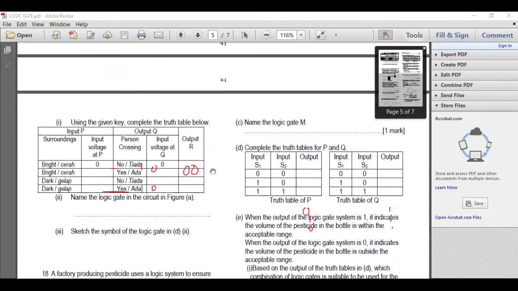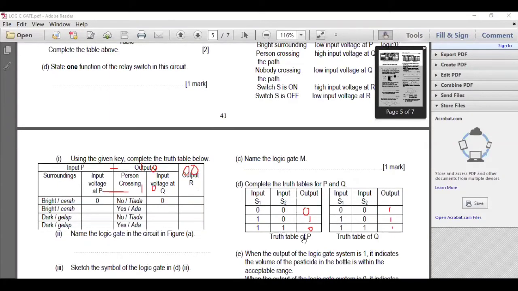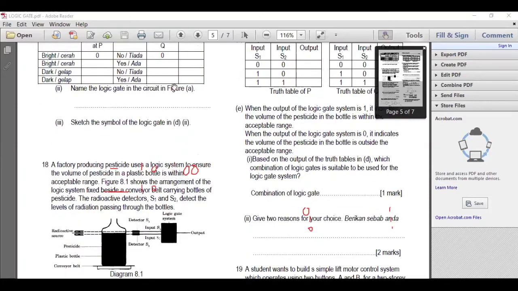So from here, what we can see is the first one, if the level is too high or too low, it is rejected. But this one, no, right? It's too high and too low, output is still 1, that means you still accept. So cannot. Okay, so the suitable one will be P.